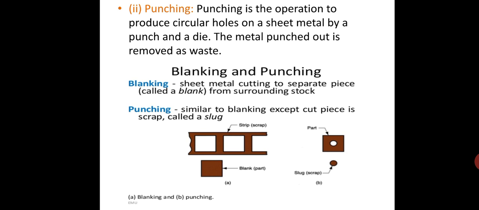The diagram shows the blanking and punching operations. First, A is the blanking operation. The cut-out piece is the workpiece in the blanking operation. In the punching operation, the cut-out piece is scrap.